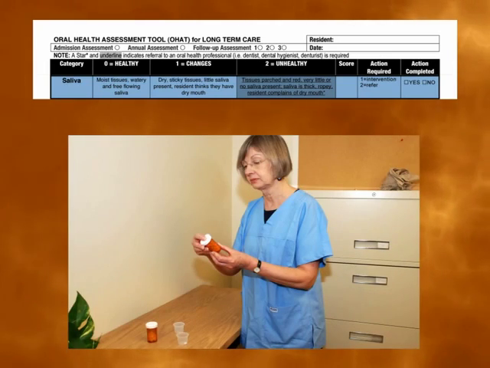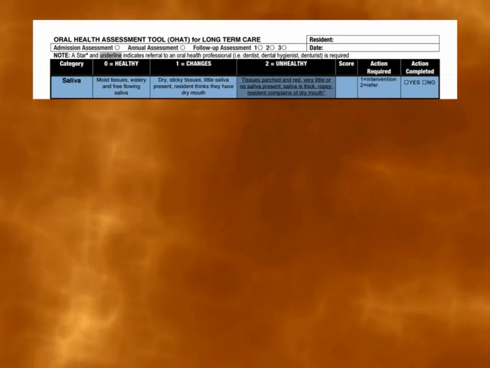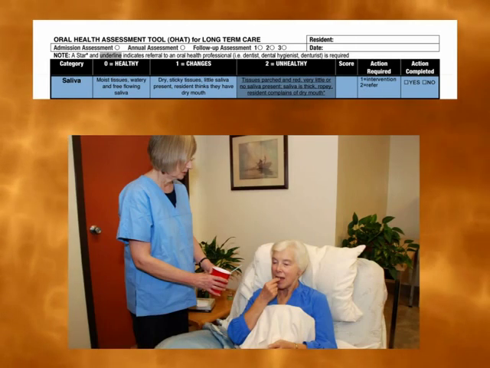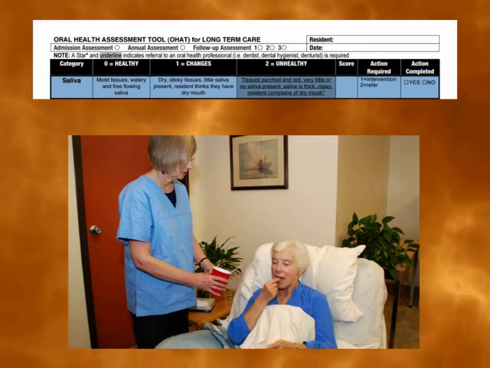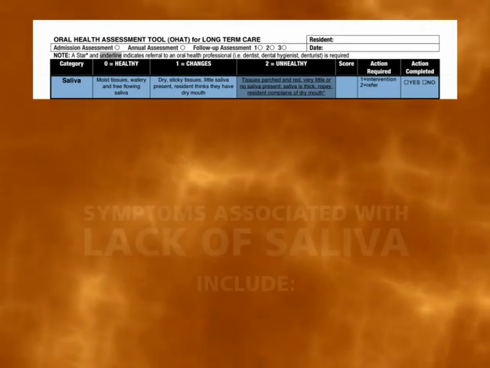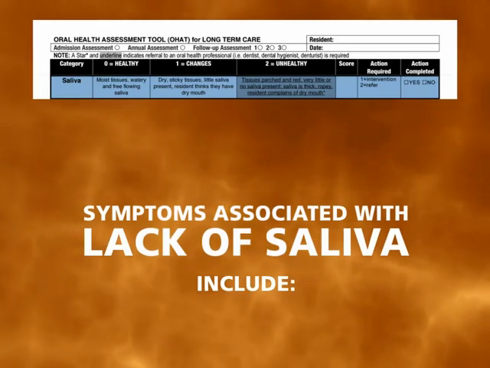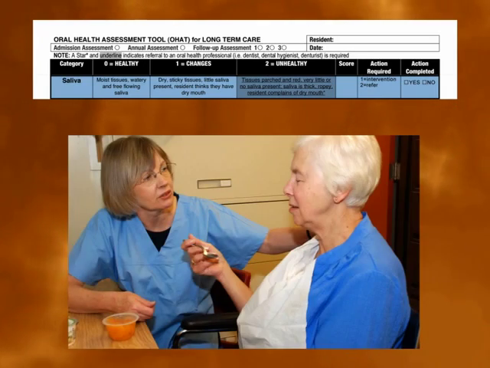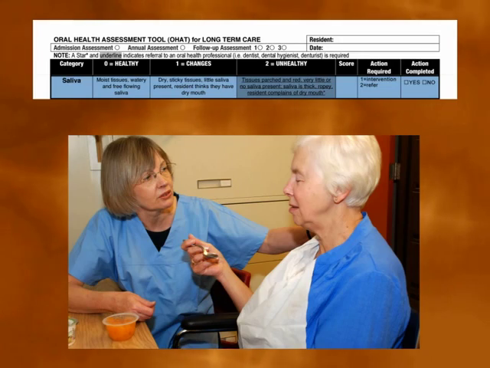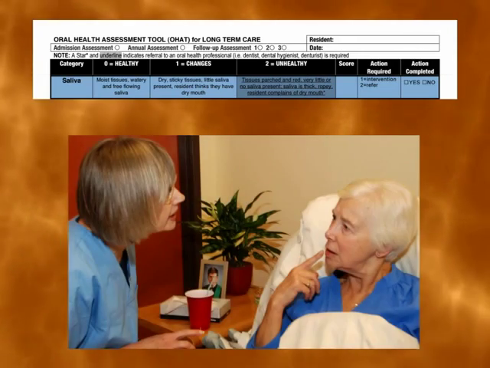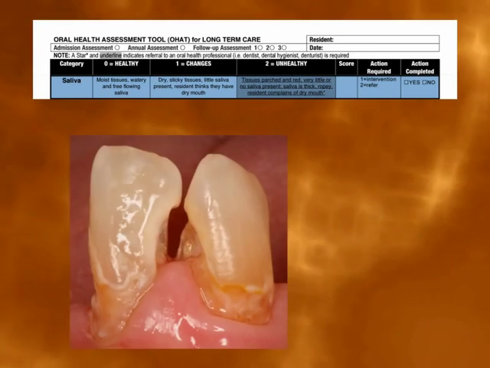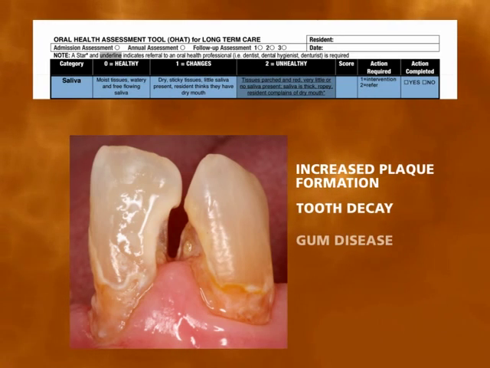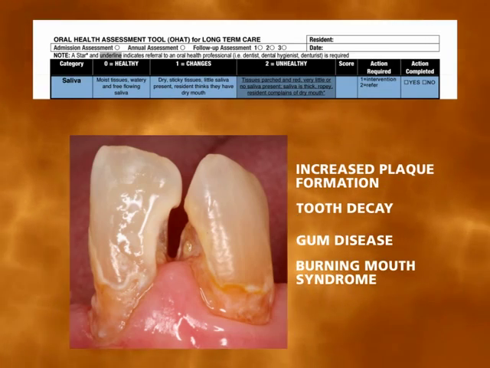There are over 400 common medications that are known to reduce saliva flow. Since residents are often taking one or more of these medications, many suffer from dry mouth. Symptoms associated with lack of saliva include difficulty swallowing, chewing, and/or speaking. They may also have bad breath or hoarseness. Lack of saliva can lead to increased plaque formation, tooth decay, gum disease, and burning mouth syndrome.